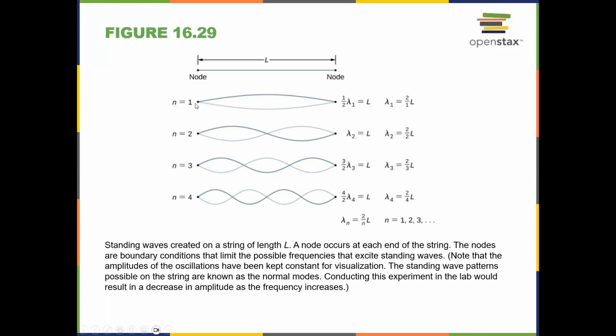In this case, there's a node here and a node here, and then an antinode between them. If we increase the frequency, we'll get a node here, a node in the center, and another one here. And if we increase the frequency again, we'll get 4 nodes. And if we increase the frequency again, we can get 5 nodes, right? And we say that these endpoints are called boundary conditions. And in this case, they're fixed. That means that the string can't move at these points.